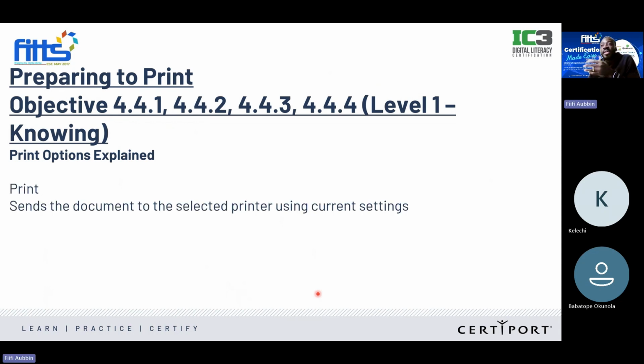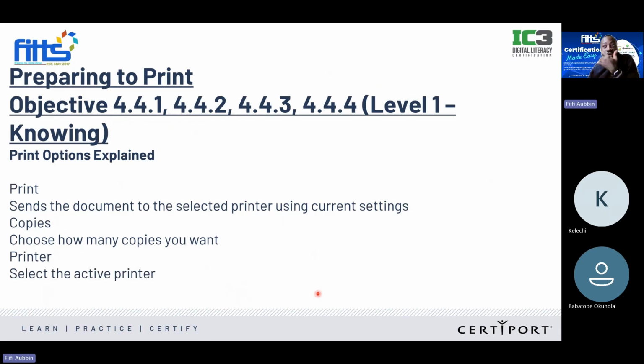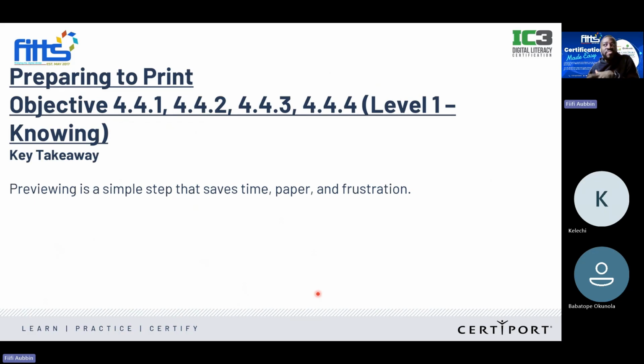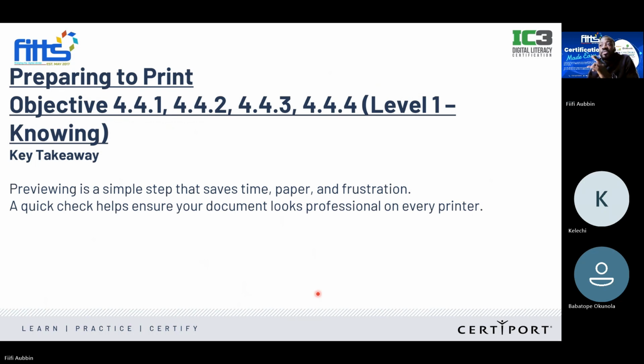Print options: Print sends the document to the selected printer using current settings. You choose how many copies you want and the printer you want to use for printing. You can select the active printer if you have more than one printer. Then you use printer properties to adjust settings in terms of color and layout. So what's the key takeaway here? Previewing is a simple step that saves time, paper, and frustration. A quick check helps ensure your document looks professional on every printer.